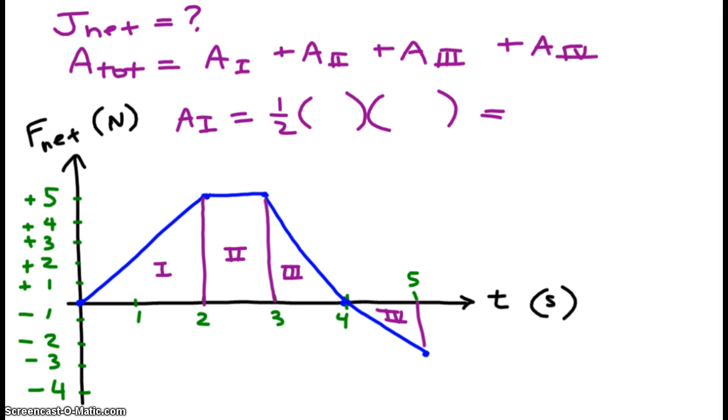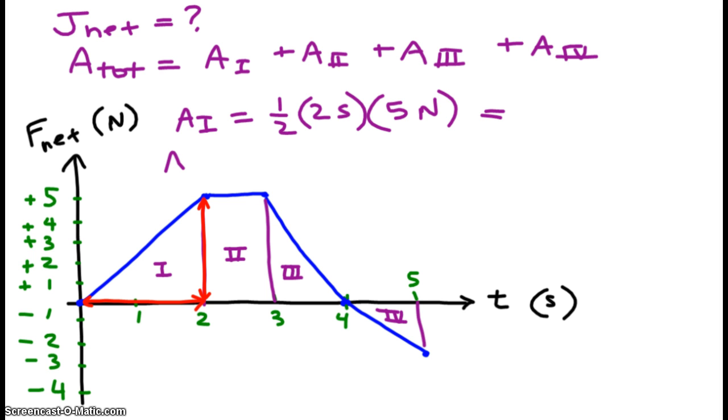What's the base of triangle 1? Well, triangle 1 goes from 0 seconds all the way over to 2 seconds. So the base is 2 seconds long. The height is from 0 all the way up to 5 newtons. So the height is 5 newtons. That's how tall my triangle is.